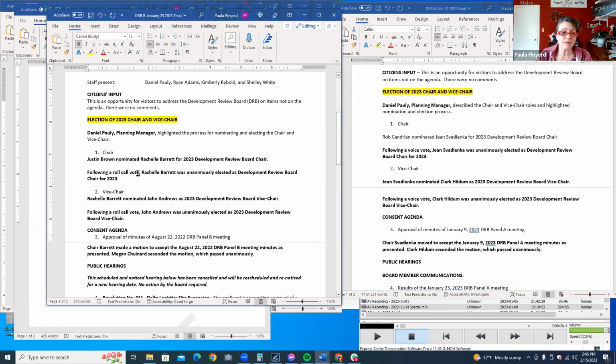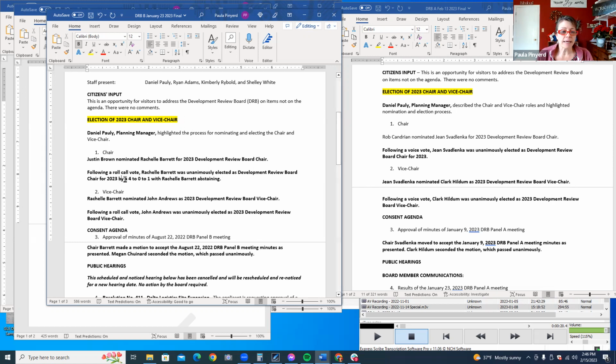So whether it's a roll call vote or a voice vote, if someone abstains, we'd still say that they were elected as chair or elected as vice chair, but it wouldn't be unanimous because we'd have that abstaining vote. And so I'll just type out what that looks like. So if you have a vote, let's say 4-0-1, with Rachel Barrett abstaining. This would be one sentence, obviously.